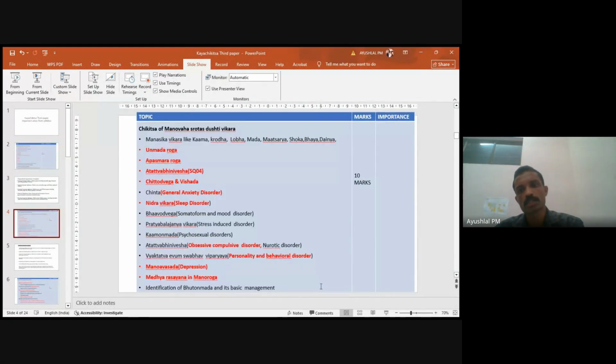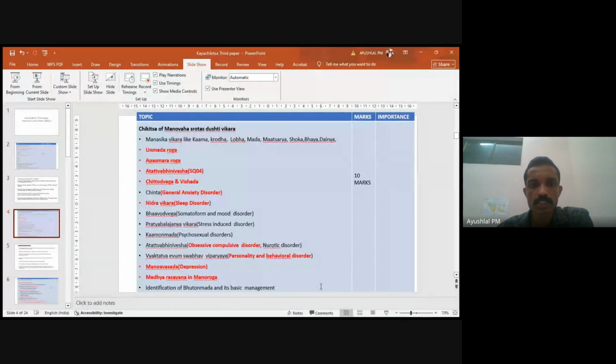Now we come to Manava Roga or Manava Srodhas Dushti Vikaras. Manava Srodhas carries only 10 marks out of 100. Earlier Manava Srodhas was 16 marks and now it is 10 marks. You can expect two 5-mark questions from this area. I don't think a long answer question will be asked from Manava Srodhas, but most likely two 5-mark questions.